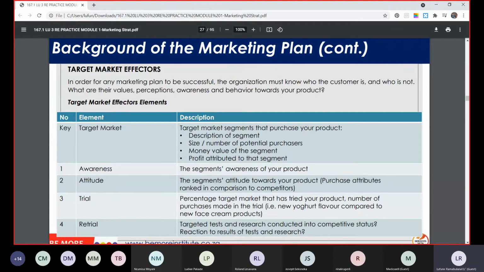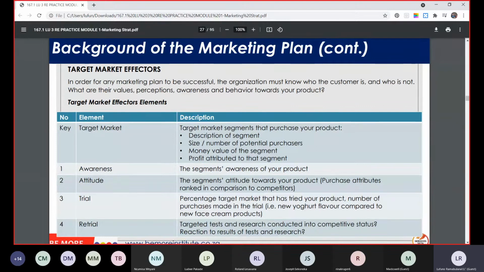So you segment your target market to say who can purchase, the money value of the segment, the profit attributed to that particular segment. In this sector specifically, we'll look at what people are earning in that particular area, who can afford the kind of product that you are selling.